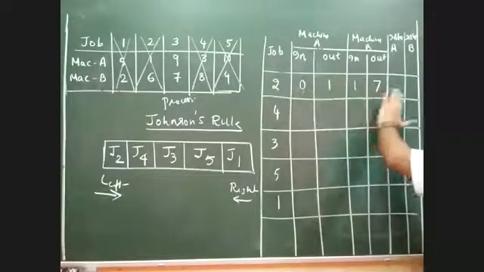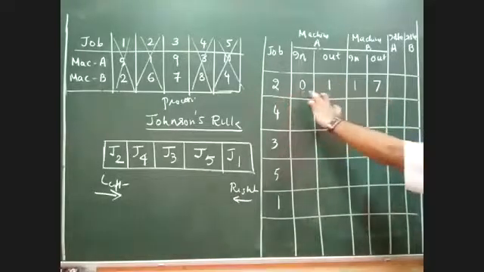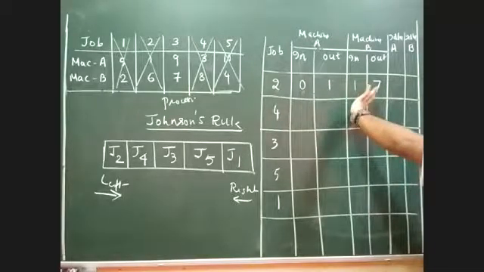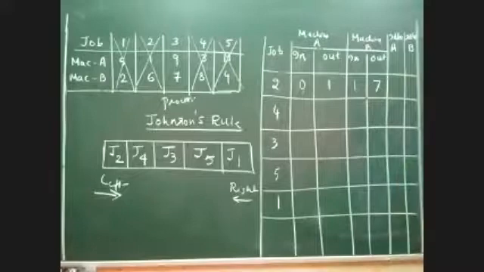Here the first job's sequence completion time: it starts at 0, completes at 1. Again it starts at 1 and completes at 7. Now I am supposed to calculate the idle time. What is idle time? It's very simple to calculate.